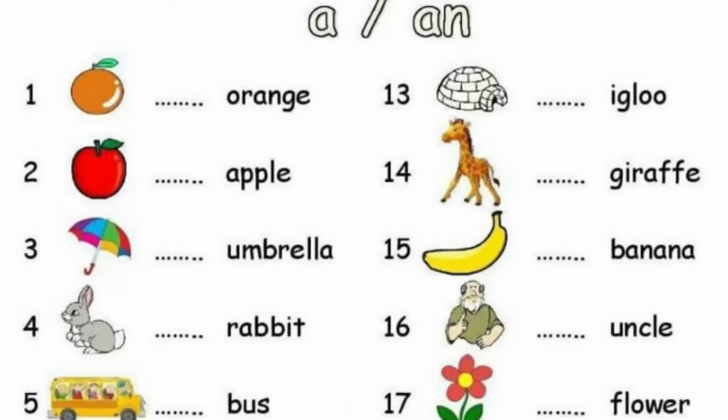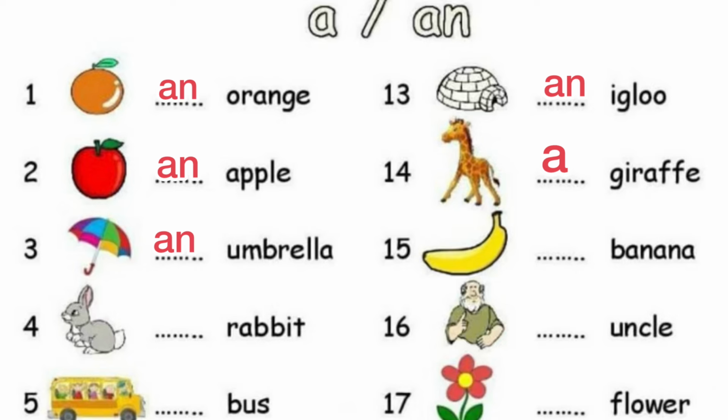Today we are learning about articles a and an. Usually a is used before a consonant sound and an is used before a vowel sound like a, e, i, o, u. So let's start it. An orange. An igloo. An apple. A giraffe.